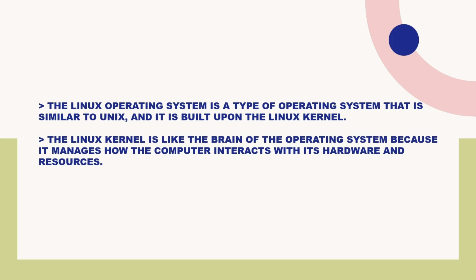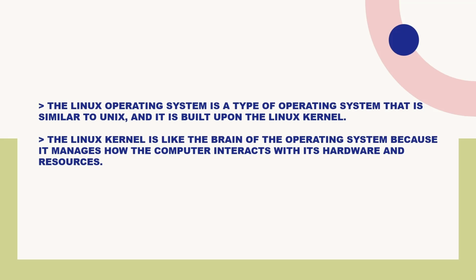Since the beginning, Linux has grown into a dependable and safe OS that is used in an array of gadgets, including PCs and cell phones, and even in some supercomputers. Linux is very similar to Unix and it is built upon the Linux kernel. The Linux kernel is like the brain of the operating system because it manages how the computer interacts with hardware and network resources or underlying resources.